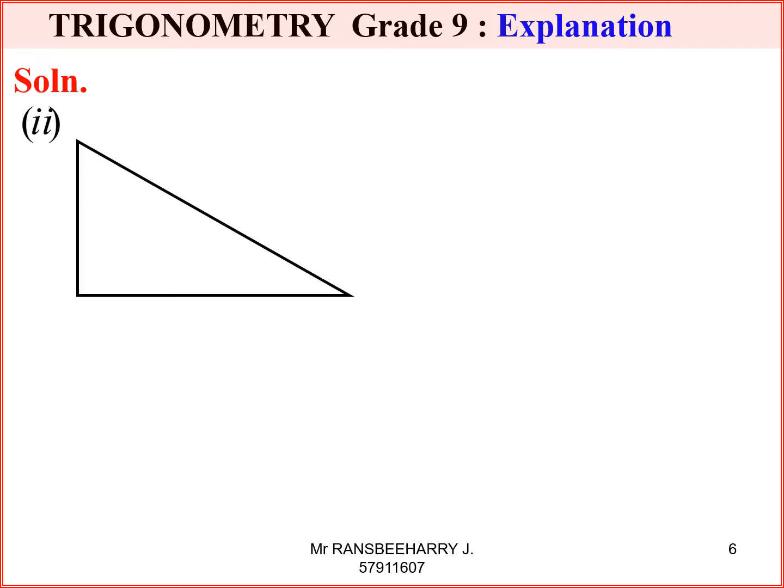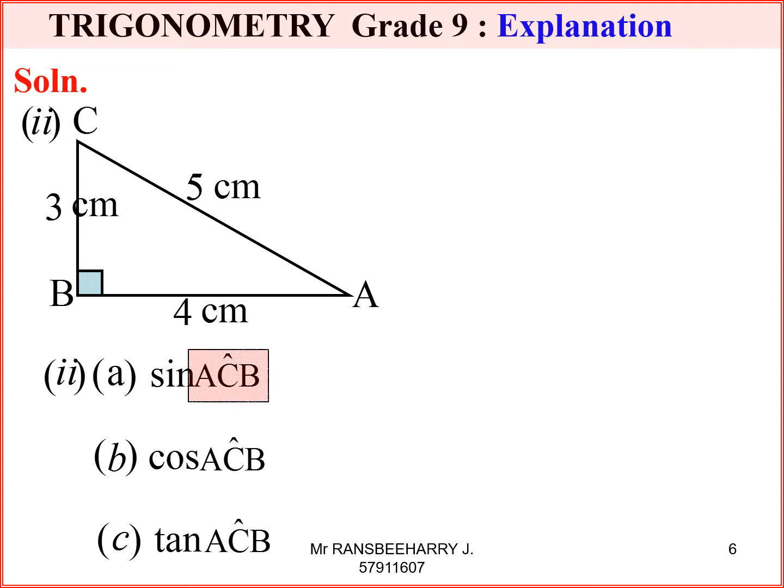Now, second part, we have the same triangle given. Now, we are required to find sine ACB, cos ACB, tan ACB. What you observe is the angle that we are using has changed. So ACB, from A, C, B, this is the angle that we are using, ACB.